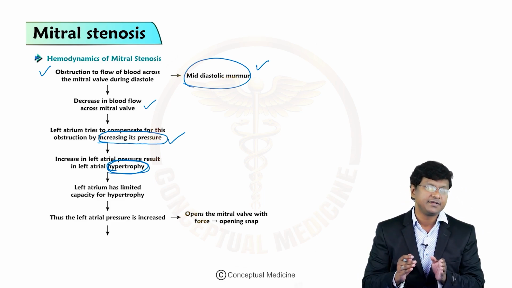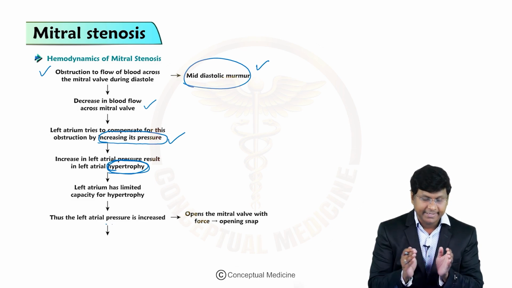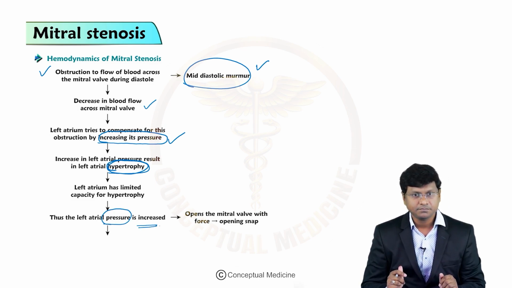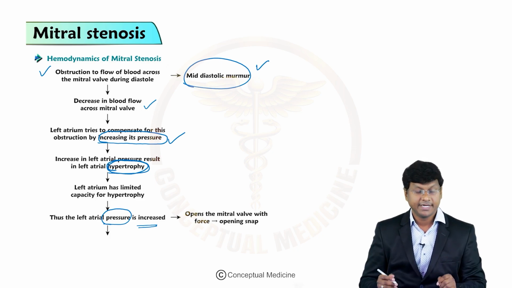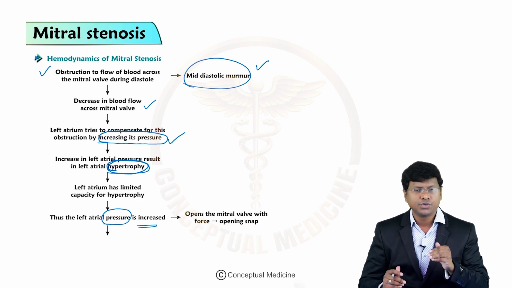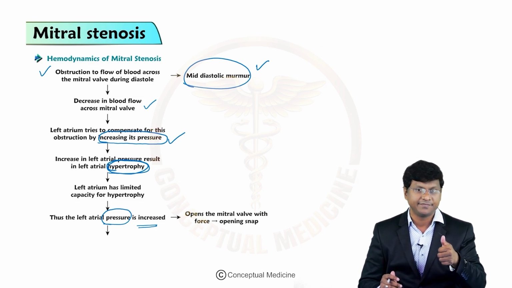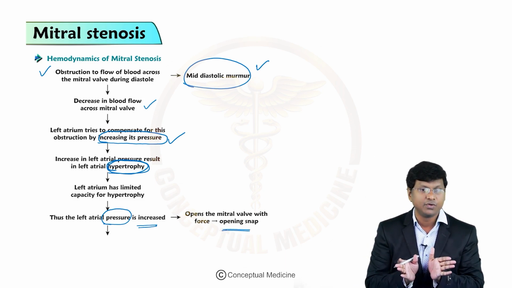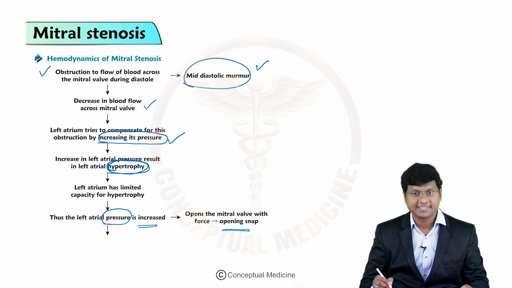Because of this, the left atrium has limited capacity for hypertrophy. So what will happen to your LA volume? The LA volume will be reduced. As the LA volume is reduced, what will happen to your LA pressure? The left atrial pressure is increased. So with the very high pressure generated within the left atrium, the stenosed mitral valve will open during diastole of the ventricle, and that will give rise to a sound called the opening snap.